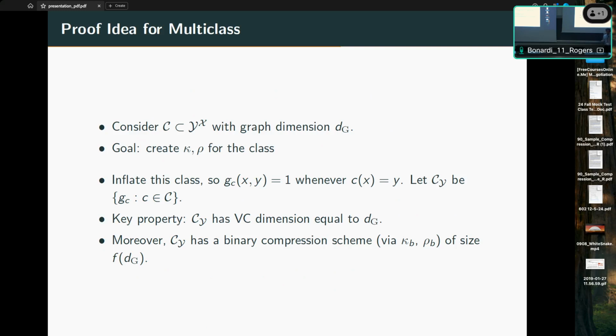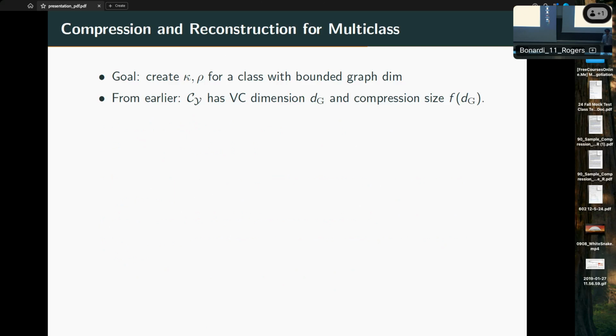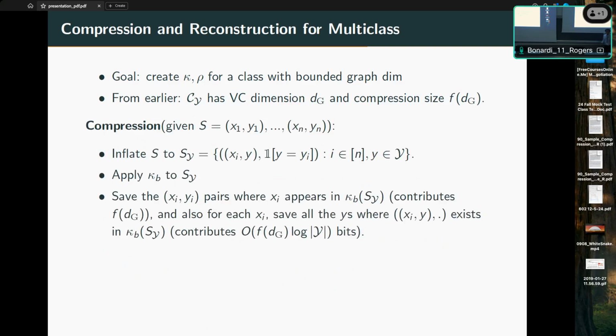And because of this, this inflated class has a binary compression scheme via functions rho b, kappa b of size f of graph dimension. So just to recall what I said right now: we can inflate this class, and it has a compression scheme of size f of graph dimension. So we can make the following compression scheme for multi-class.